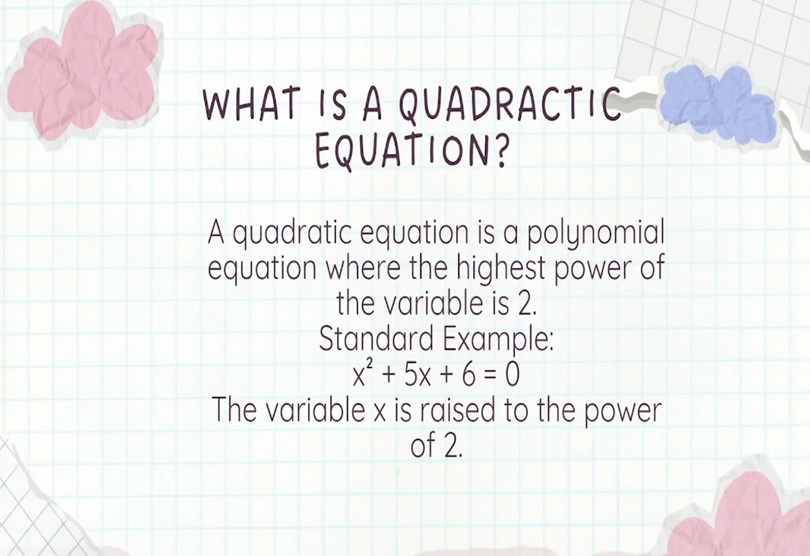First of all, what is a quadratic equation? A quadratic equation is a polynomial equation where the highest power of the variable is 2. For example, x square plus 5x plus 6 equal to 0. Here the variable is x and the highest power of x is 2. As you can see, the highest power is 2. So that means that this is a quadratic equation.